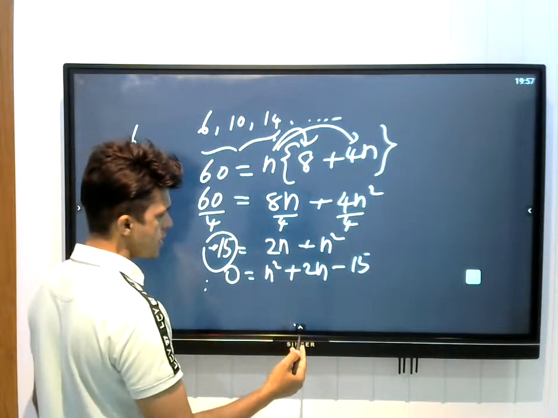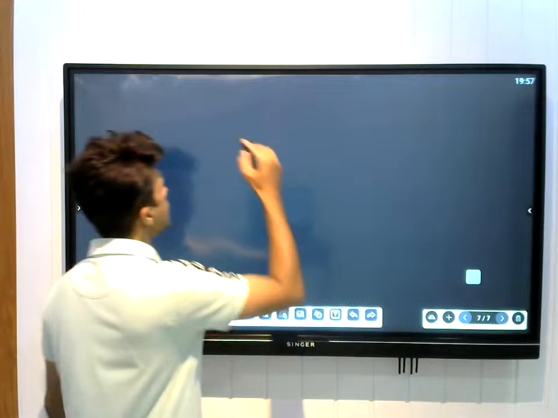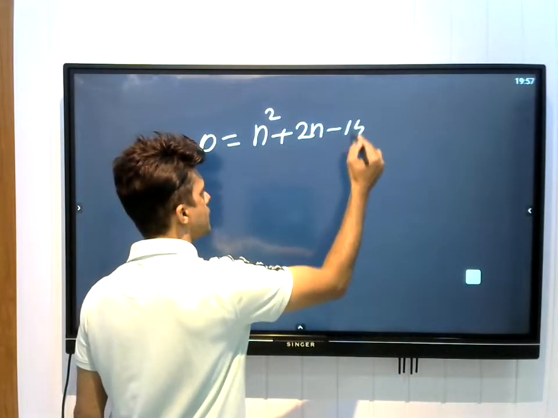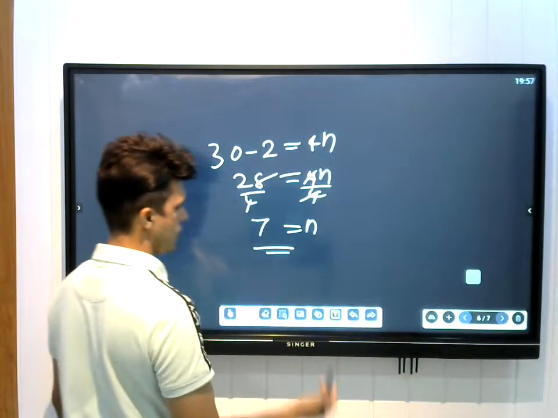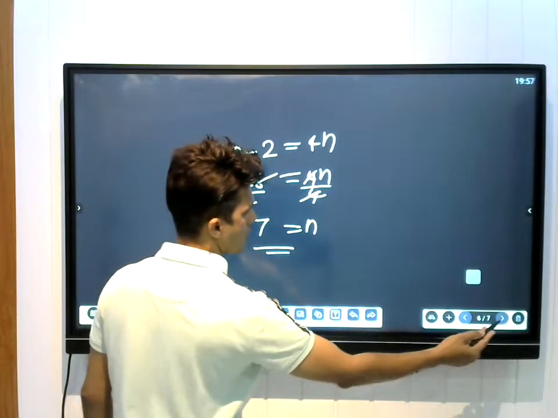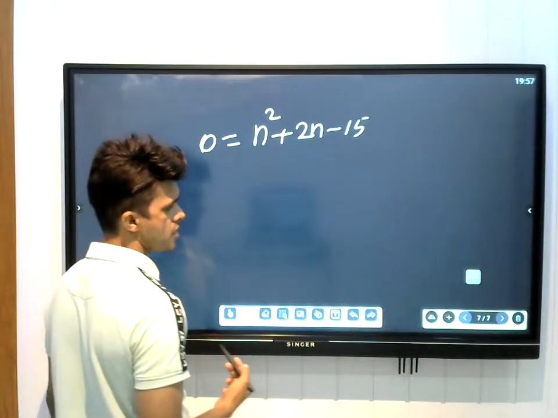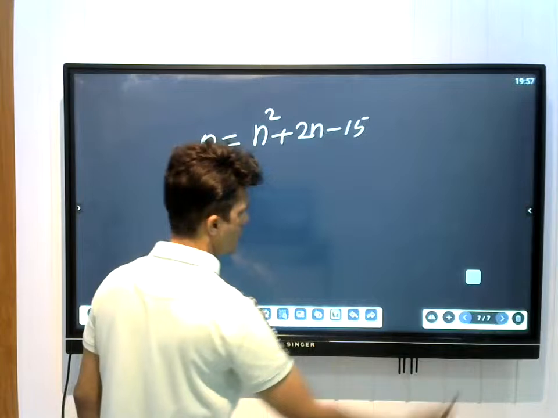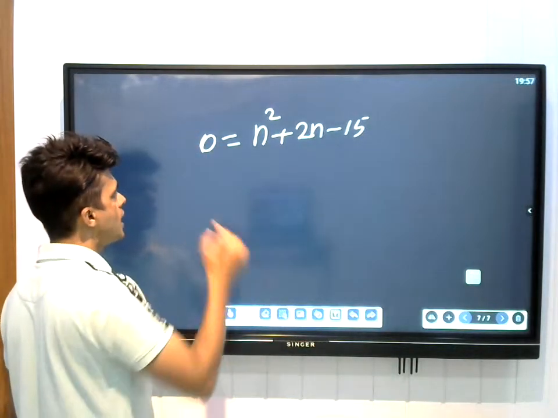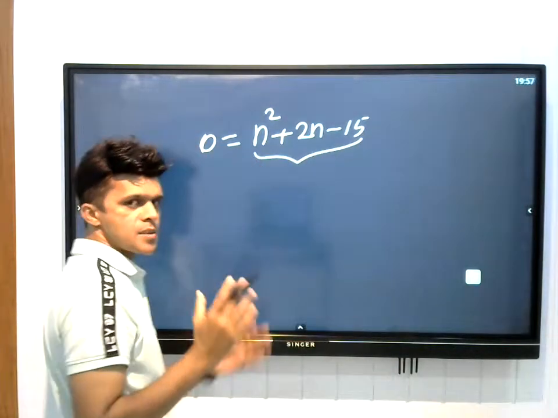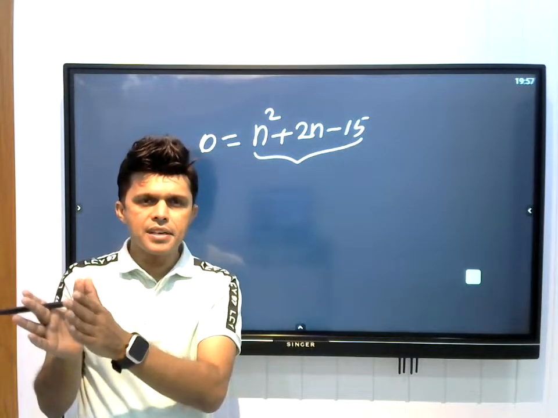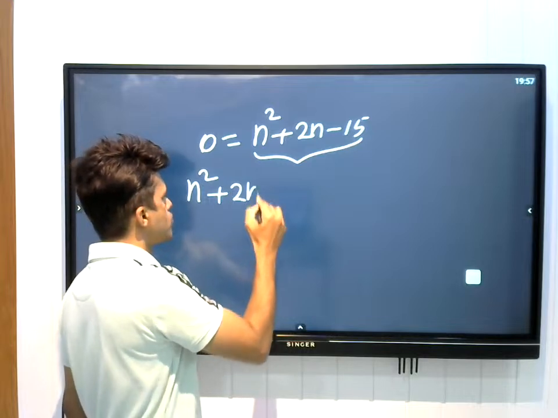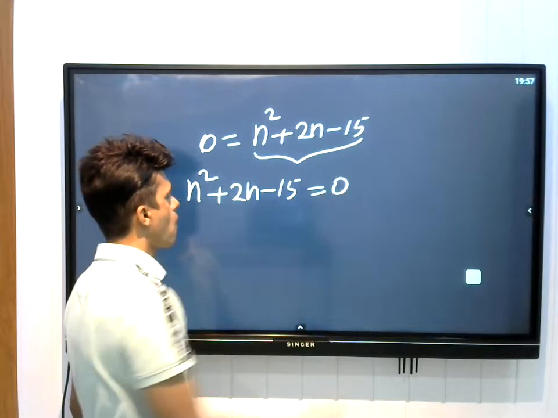Now what can you do with this? n square plus 2n minus 15. So that we can simplify this quadratic equation clearly, I'll write this one in this way: n square plus 2n minus 15 equals 0.